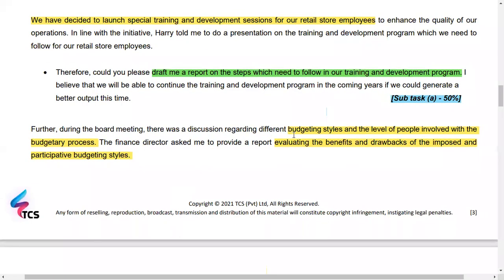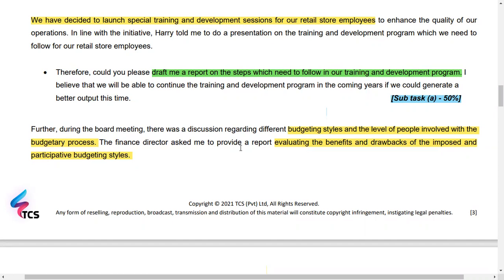In that, the finance manager is talking about the budgeting styles and the level of people involved within the budgetary process. If you had gone through the pre-seen appropriately, you would have figured out we do not have a participatory approach to budgeting. We have a top-down approach instead. So it is highlighted that it's better if we go for a participatory approach. That's what's highlighted in the question.